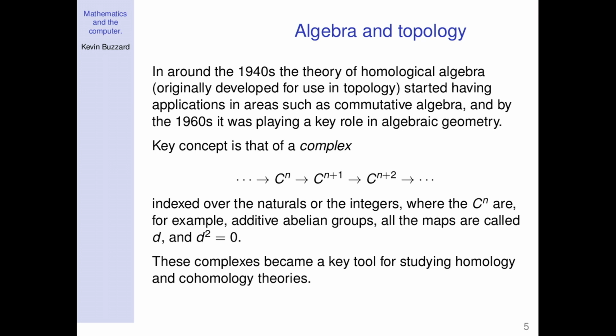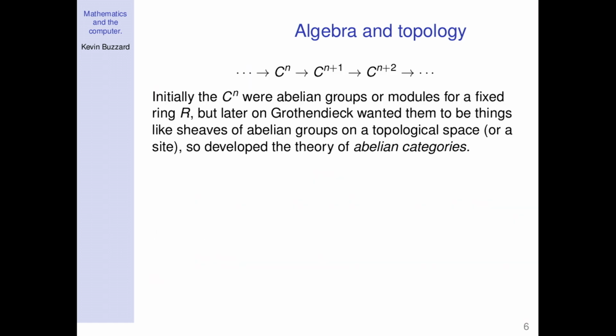And these complexes became a key tool for studying homology and cohomology as we developed a more abstract understanding of homology and cohomology theories. Initially, these C_n were abelian groups. They were things like continuous functions from an n-simplex into a topological space, or the free abelian group generated by those things. So they were abelian groups, or they were modules for a fixed ring R.